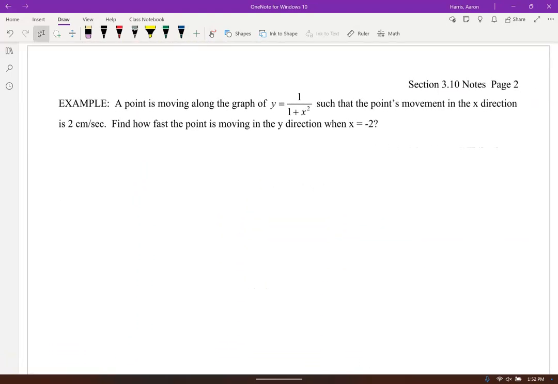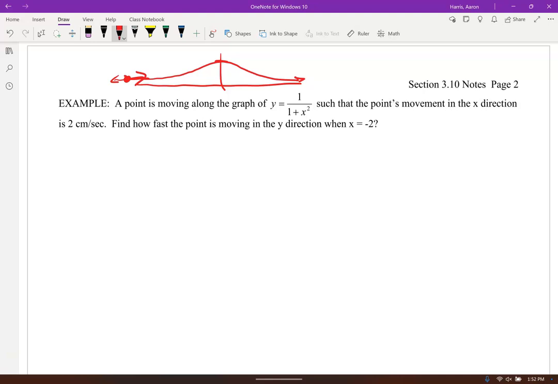So this time we've got a point. It's moving along the graph of y equals 1 over 1 plus x squared. If you're graphing that, it looks something like this kind of deal. Right, there's your 1 over 1 plus x squared. So a point's moving in the x direction at 2 centimeters per second. How fast? All right, so we just got some point moving along this graph, right?